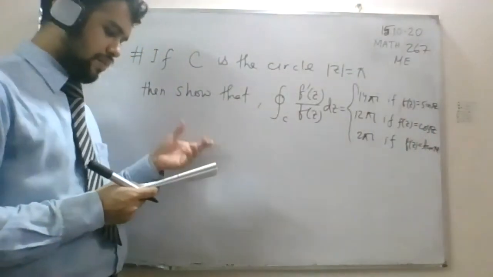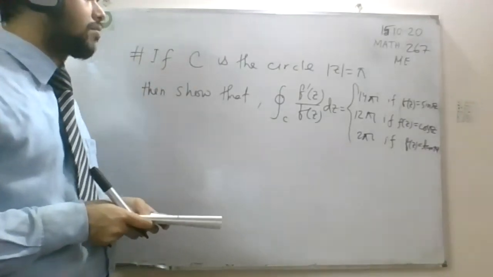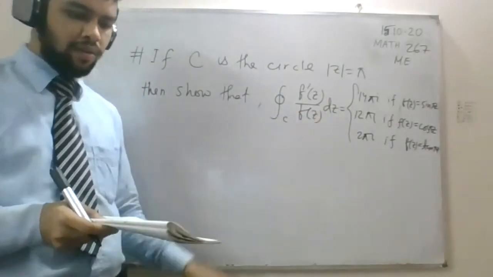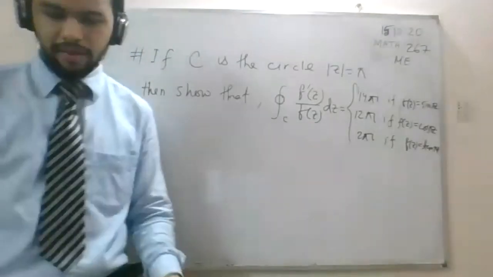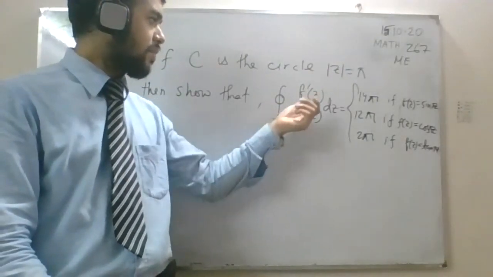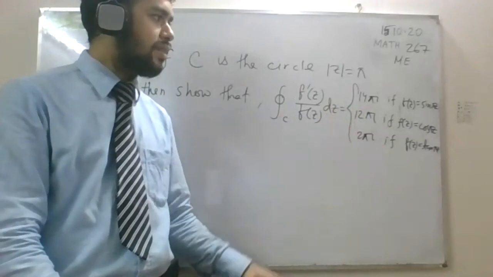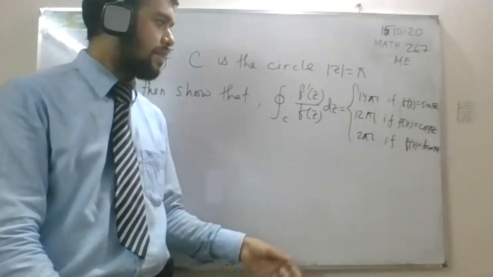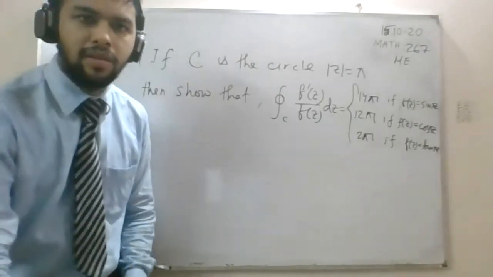Just practice this at home. If C is the circle, modulus of z equals pi, then show that the closed integral of f prime z divided by f z dz equals 14 pi i if f z equals sin pi z, 12 pi i if f z equals cos pi z, and also 2 pi i if f z equals tan pi z. So here is the problem.